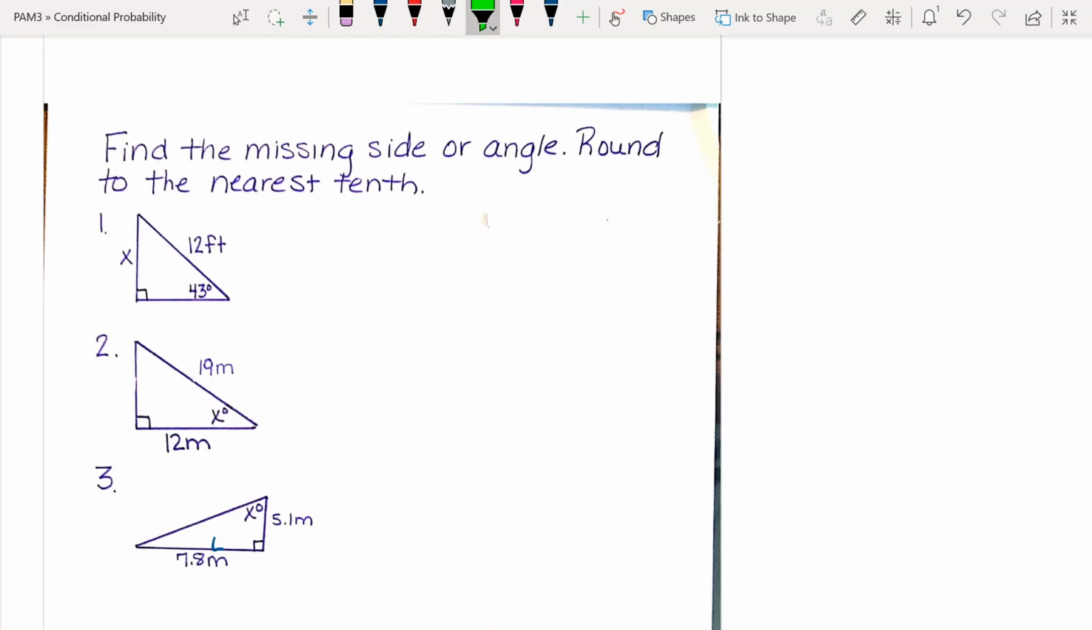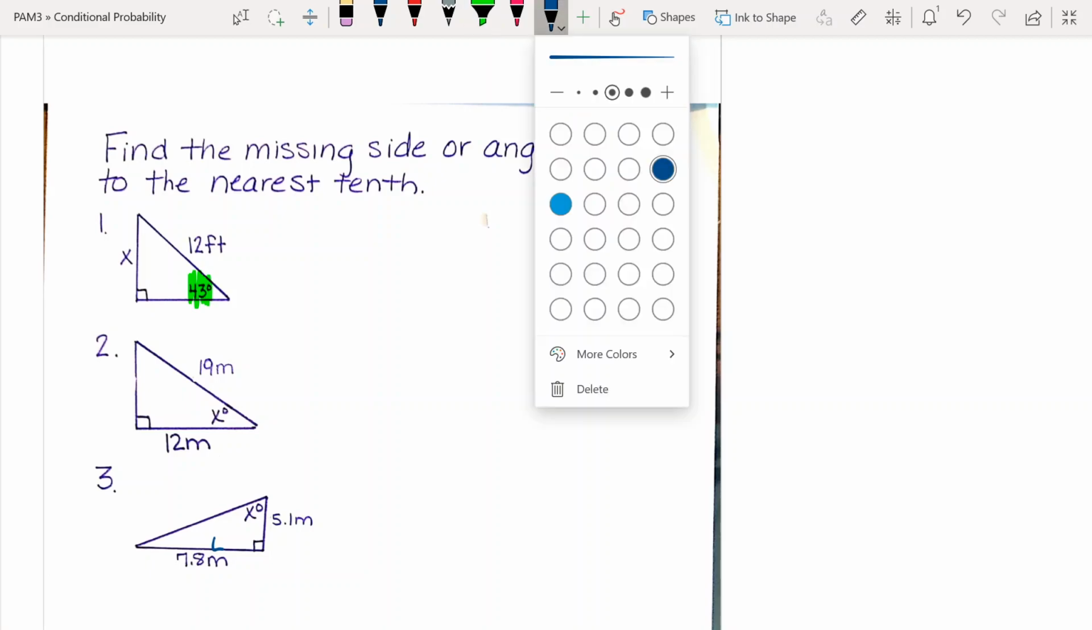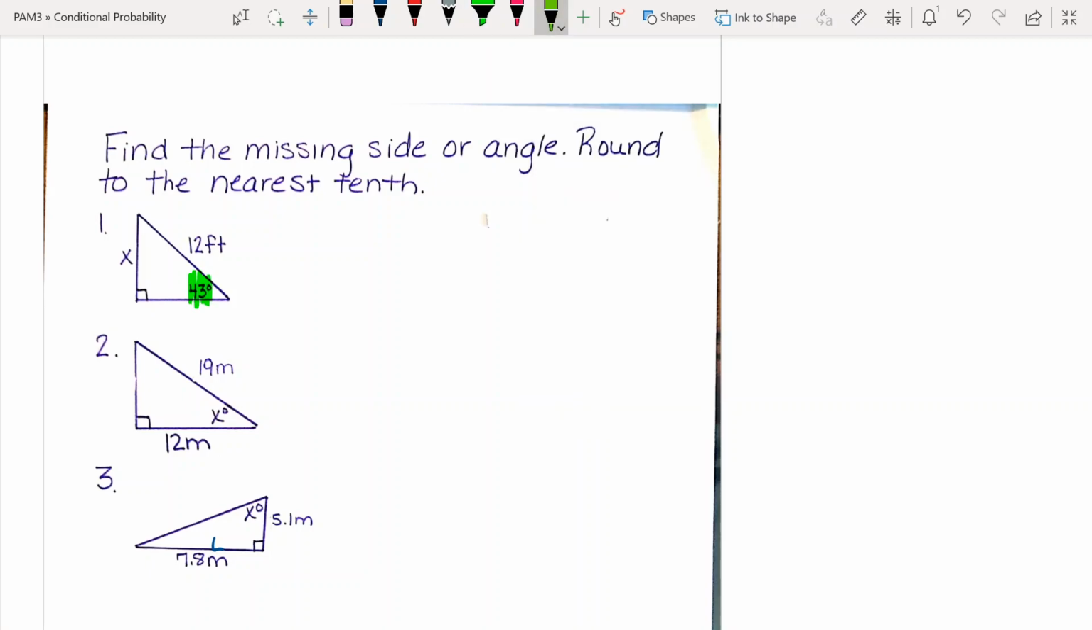So what we wanted to do is look at our acute angle, which was 43 degrees, and figure out from there what sides we have. Well, we're looking for this side over here. That's the opposite. And we have this side here, which is the hypotenuse. So which trig function has opposite and hypotenuse in it? Well, that will be sine. So we solved this last week by saying sine of 43 is equal to opposite over hypotenuse. Opposite is x, hypotenuse is 12.